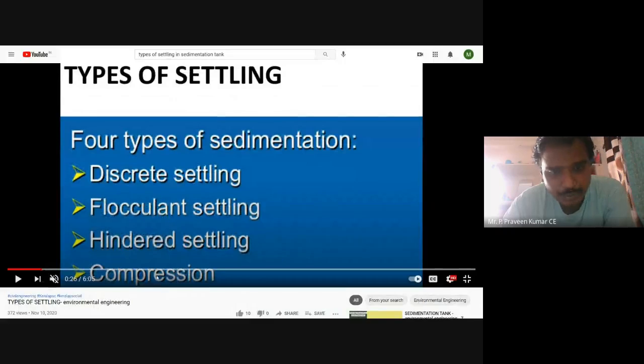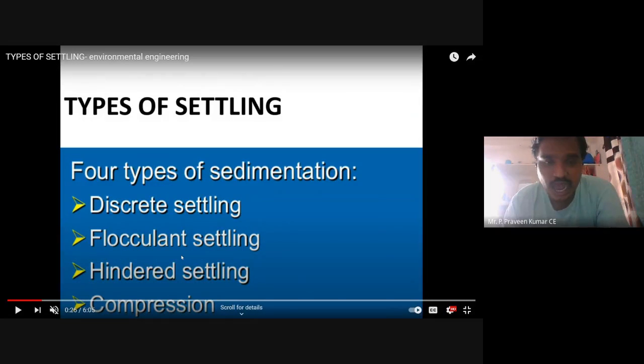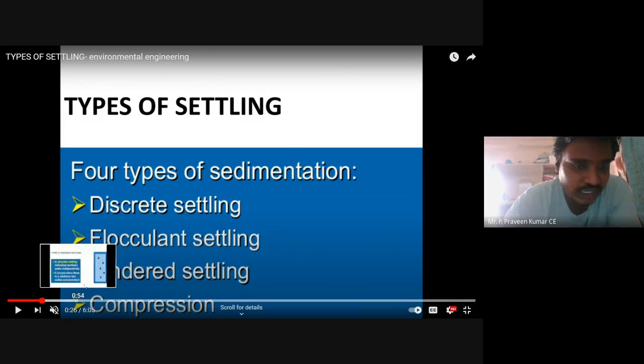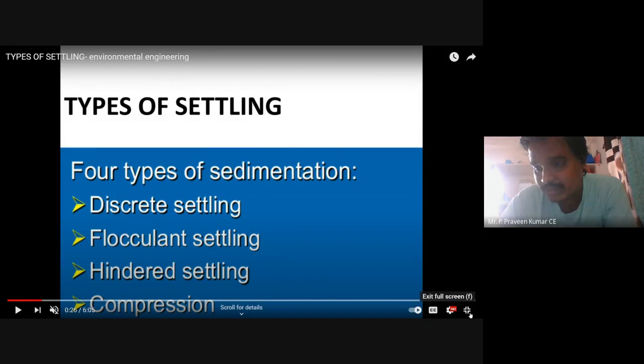Now coming to type 4, that is compression. Due to the flow, the particles are disturbed, and they are completely concentrated with another group of particles, and then these particles are formed into a structure. That structure is going to settle at the bottom of the tank.